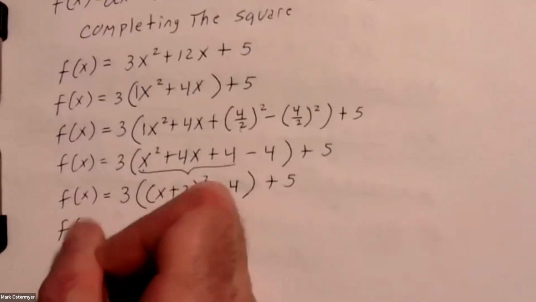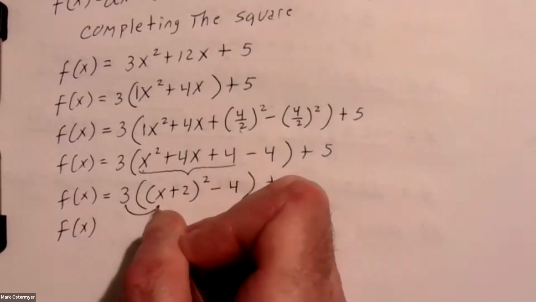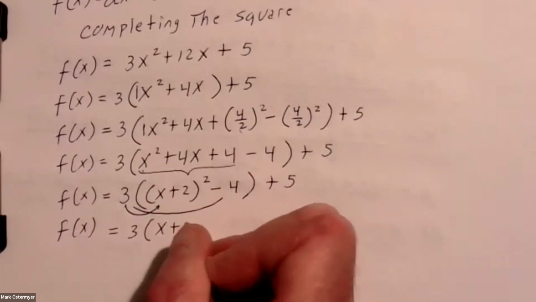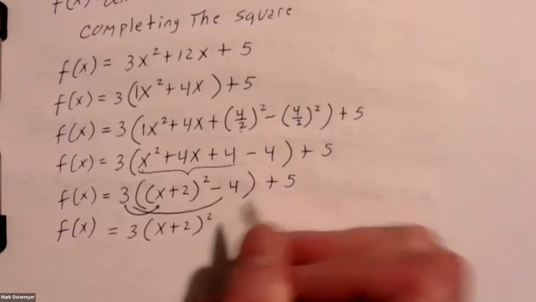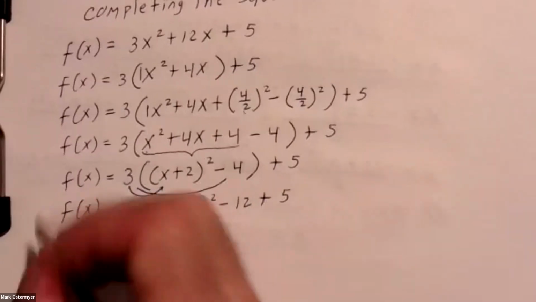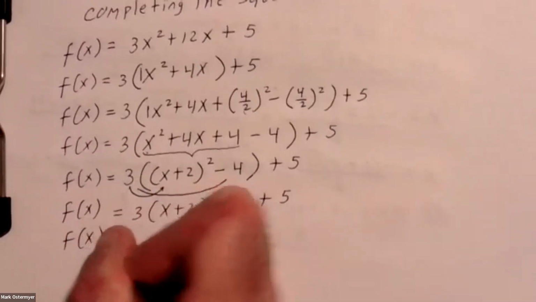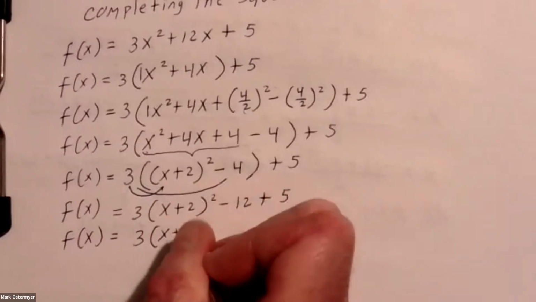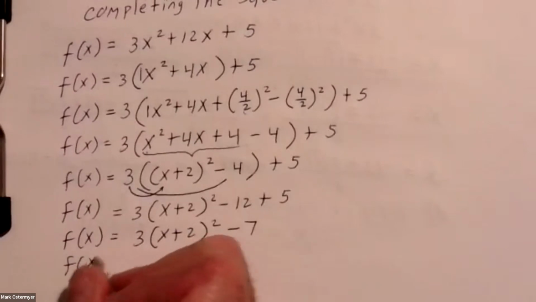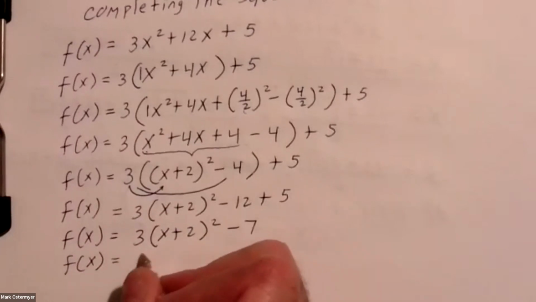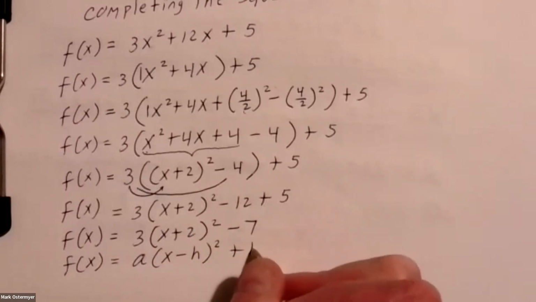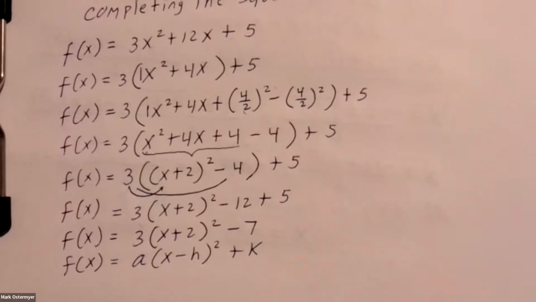All right. Now I'm going to take this 3 and distribute it inside the parentheses here. So I'm going to have 3 times quantity x plus 2 squared. And 3 times -4 is -12. We're almost there. We have f of x is equal to 3 times x plus 2 quantity squared -7. And ladies and gentlemen, we have accomplished our task. This happens to be in what is called vertex point form. That's vertex point form now.